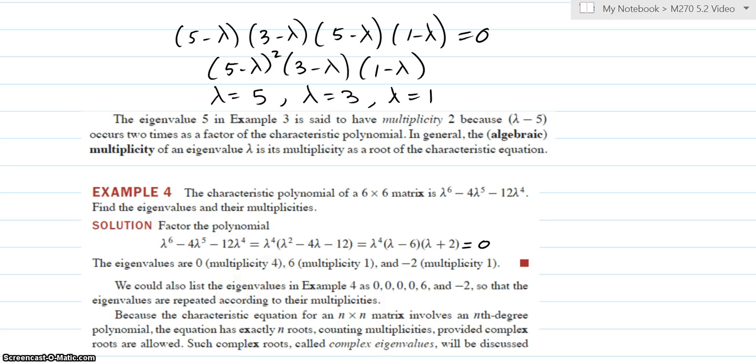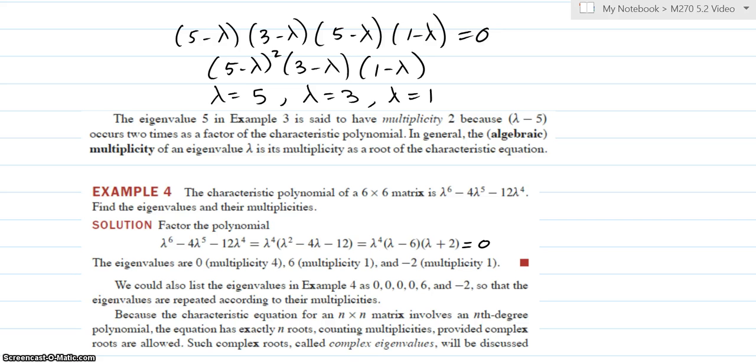That is the answer. They have a note here that I would like to read. It says you could also list the eigenvalues in example 4 by repeating the zeros 4 times, so that it shows that the eigenvalues are repeated according to their multiplicities. Because the characteristic equation for an n by n matrix involves an nth degree polynomial, the equation has exactly n roots counting multiplicities, provided complex roots are allowed. And complex roots are allowed, by the way, and they're called complex eigenvalues.